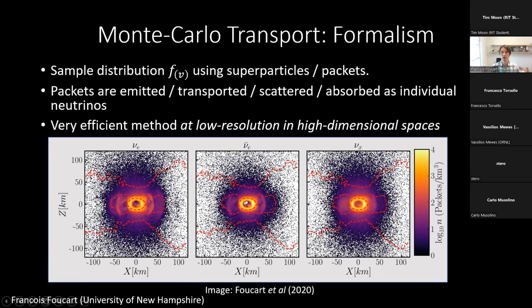And that sampling occurs at the emission step of the packets, where you sample the spectrum of emission of the neutrinos in the fluid frame. And then those packets are individually transported along geodesics and have a probability to scatter or absorb. That depends on the absorption and scattering capacities provided by nuclear physics tables. And they basically propagate as individual neutrinos do. So it's very easy, conceptually at least, to understand what these packets are doing.